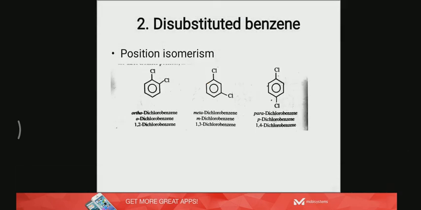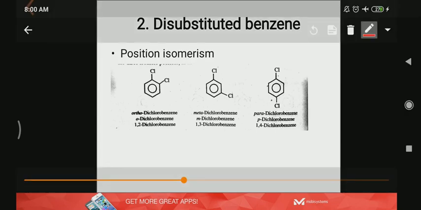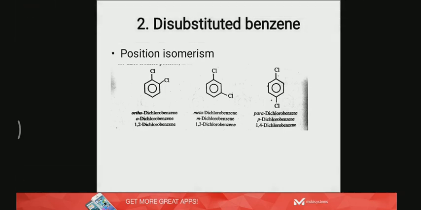Now we go on to the disubstituted benzene, where there are two substituents. First of all, let us consider the case where both substituents are the same. Here you can see there are two chlorines. Here comes what is called position isomerism. How many position isomers are possible for a disubstituted benzene? Obviously 3. That is, if the two substituents are on adjacent carbons, there is a 1,2 position. So what is the name? It can be called 1,2-dichlorobenzene. Now this 1,2 position is commonly called ortho position.